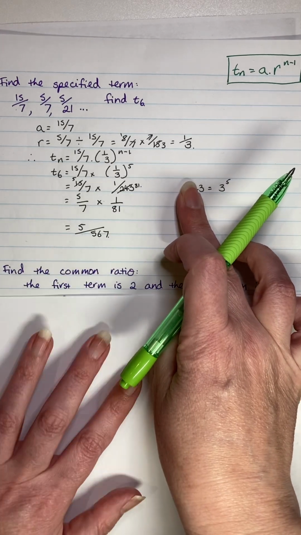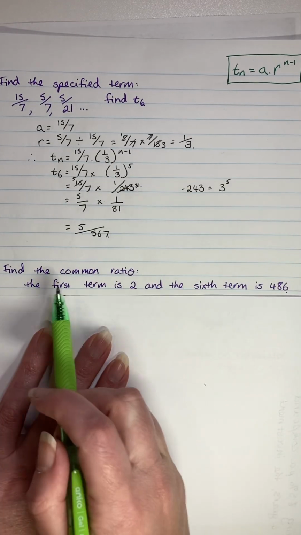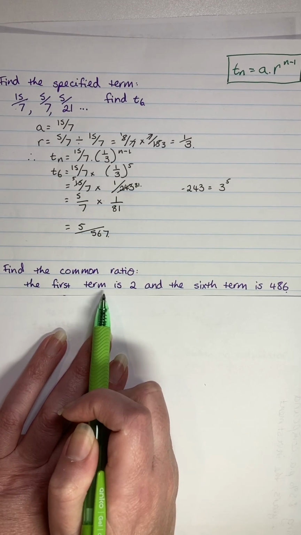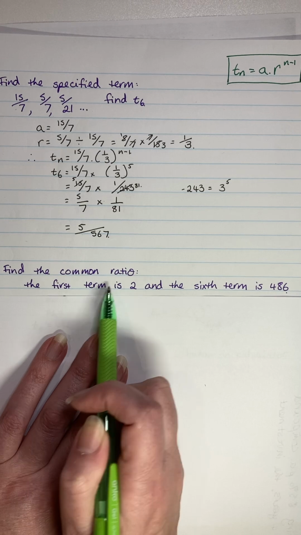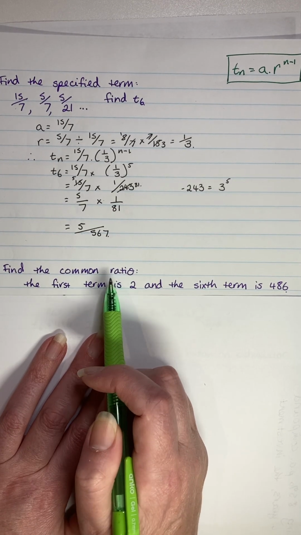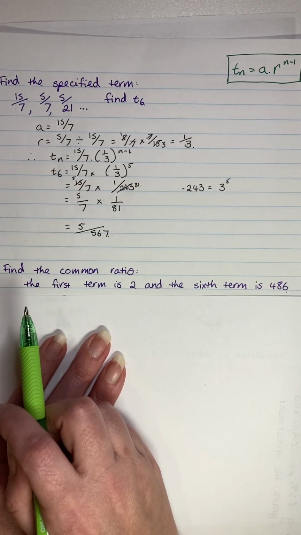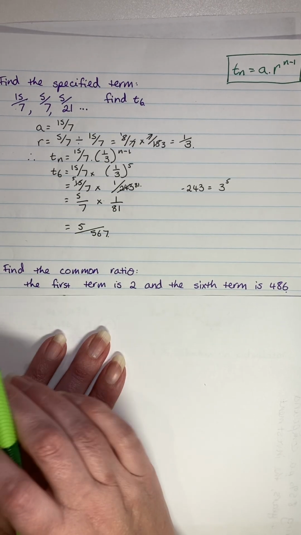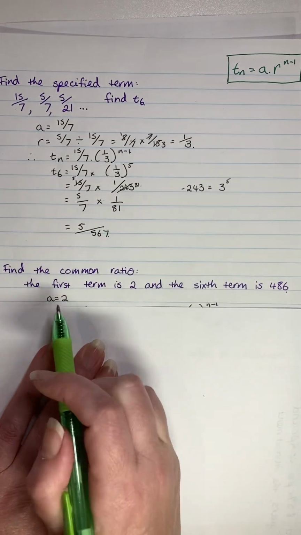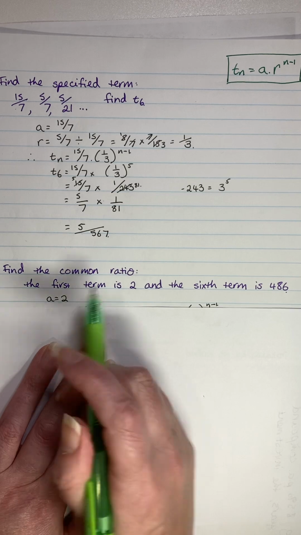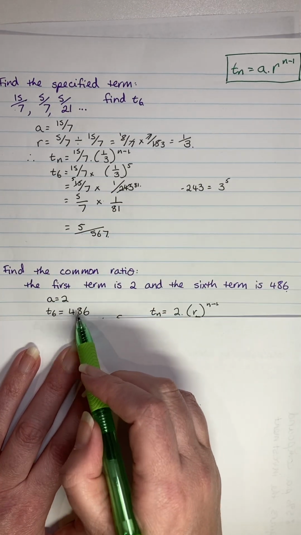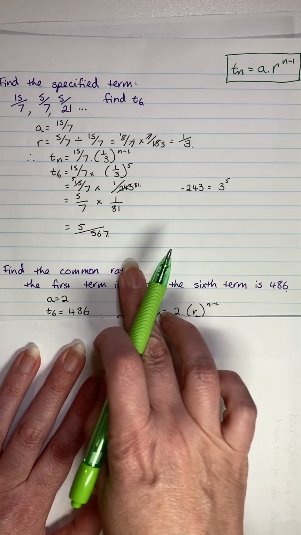The second style of question, we're given the first term is 2 and the sixth term is 486, and we need now to find the common ratio. There are several ways to do this question. If it works, it works, we go with it. This is one method. We're told that A equals 2. We don't know what R is. We know that T6 equals 486.